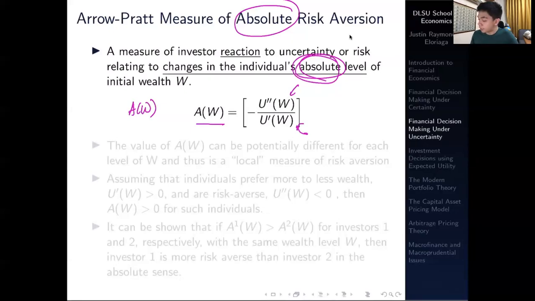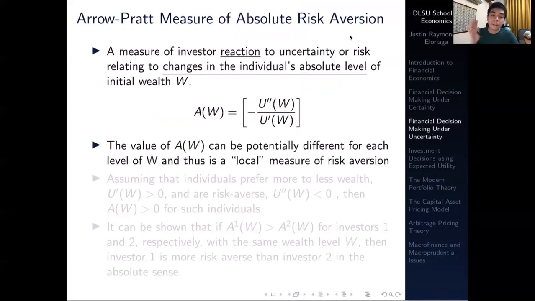Now, note that we know this second order derivative is always negative, because the consumer is risk averse. This derivative here is always positive because the consumer prefers more wealth to less wealth. Therefore, if we have the minus sign times a negative, that's a positive divided by a positive. Therefore, this amount will always be positive.